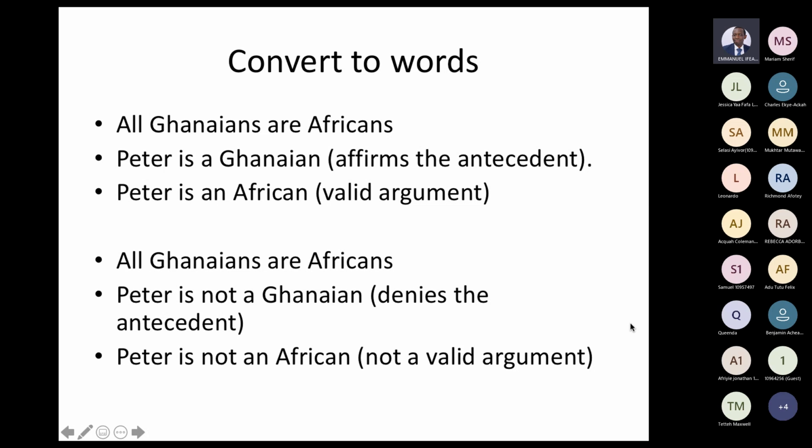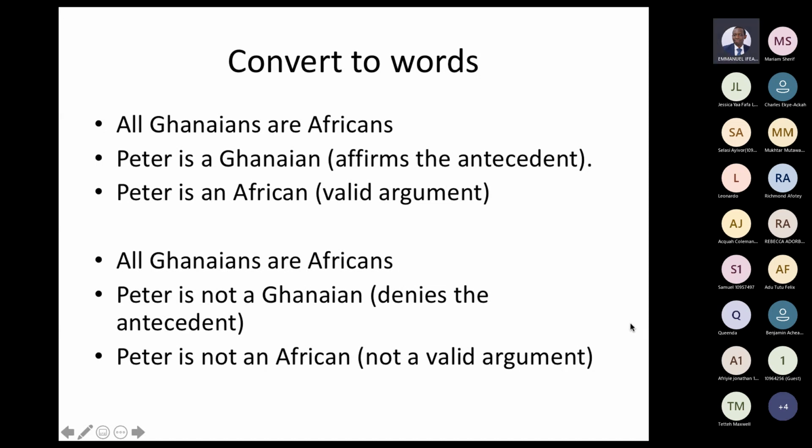You have to show that he doesn't belong to any African country for us to reach the conclusion that Peter is not an African. So saying that Peter is not a Ghanaian is not enough reason. It's not a valid argument to conclude that he's not an African. That's why we say that the argument is not valid.